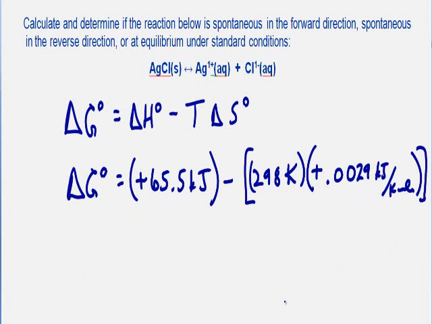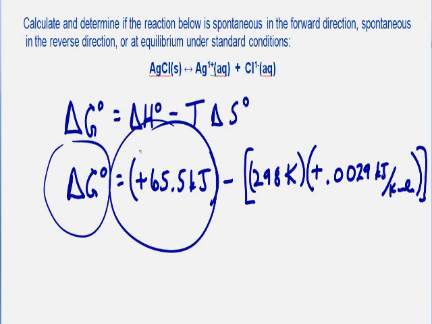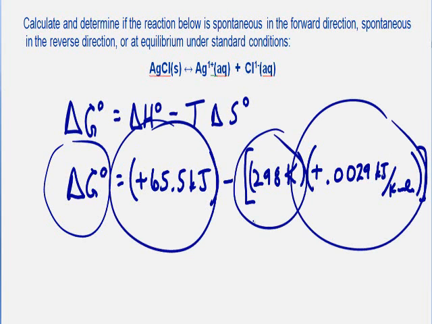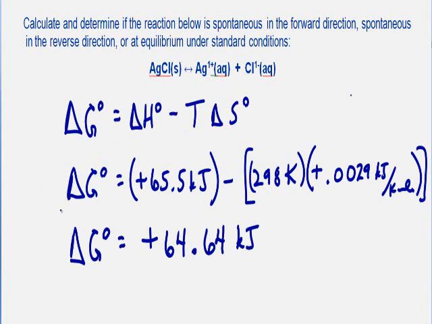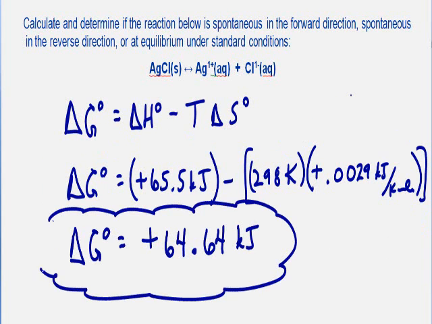We can now calculate our standard delta G to answer our question for the problem. We have our delta H, or change in enthalpy for the reaction, we have our temperature, and we have our change in entropy. Solving for delta G, we get under standard conditions our delta G is a positive 64.64 kilojoules.